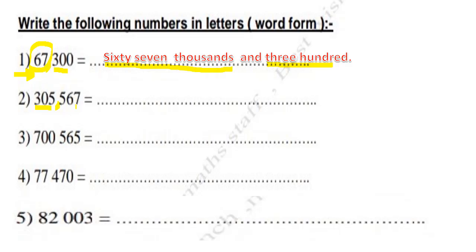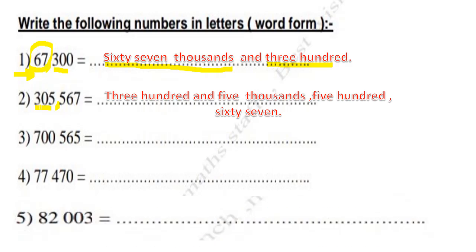305,567. As I read, as I write. Okay, 305 in what, teacher? In thousands place. Okay, in thousands place. Then 567. Then I read one sentence together. So 567. Okay.